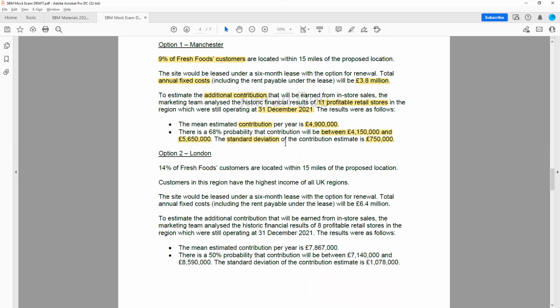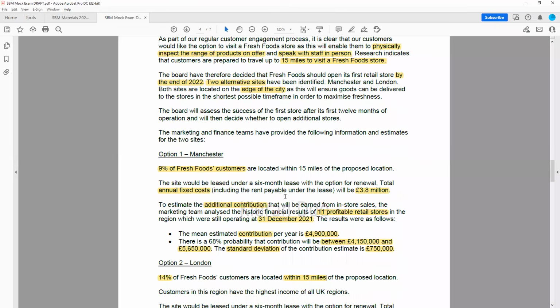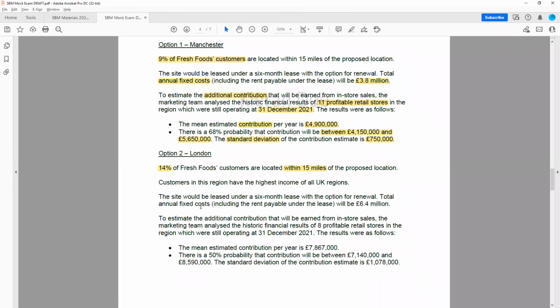So if you have a quick look at the London information, and we might think about how we might draw our calculations up here, we're told that 14% of customers are located within 15 miles. So actually that might make London more attractive because there's more customers within the 15 miles that they're prepared to travel to the store. Customers in this region have the highest income of all UK regions.